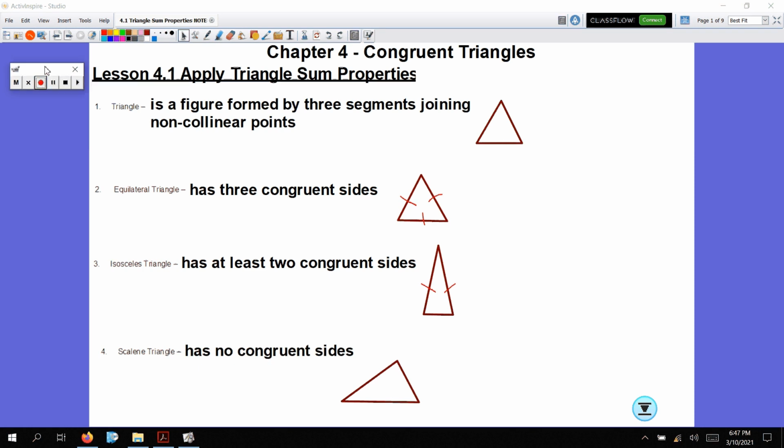All right, lesson 4.1, applying the triangle sum property. Okay, so chapter 4 is all about congruent triangles. You already defined these words. I just want to go over them for a second.